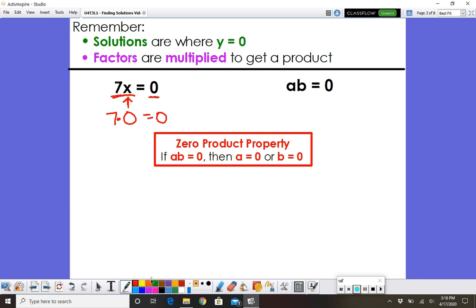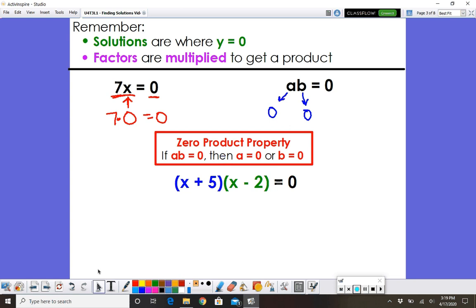Now when you look at the problem on the right, we have two different variables. We know that a times b has to equal 0. What that means is either a could be 0, because then it would be 0 times whatever value b is, let's say it's 3, which would give us 0, or b has to equal 0, because if b was 0 and a was 3, we would also get 0. So in this situation, either a or b has to be 0, and that's what we call our zero product property. If a times b equals 0, then either a is 0 or b is 0, or maybe both of them, but one or the other.